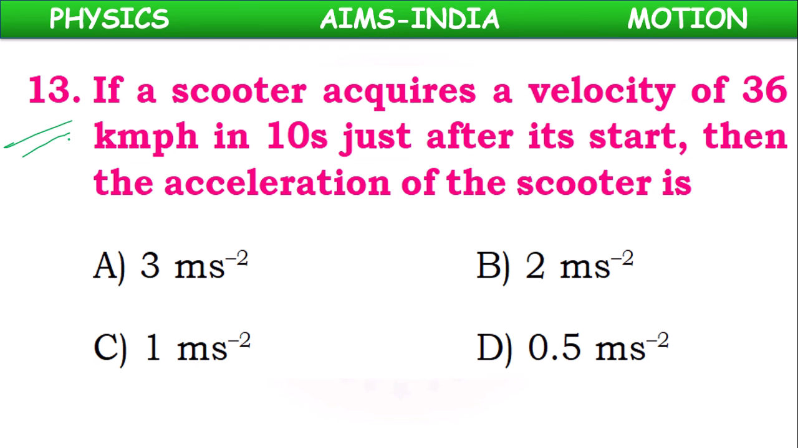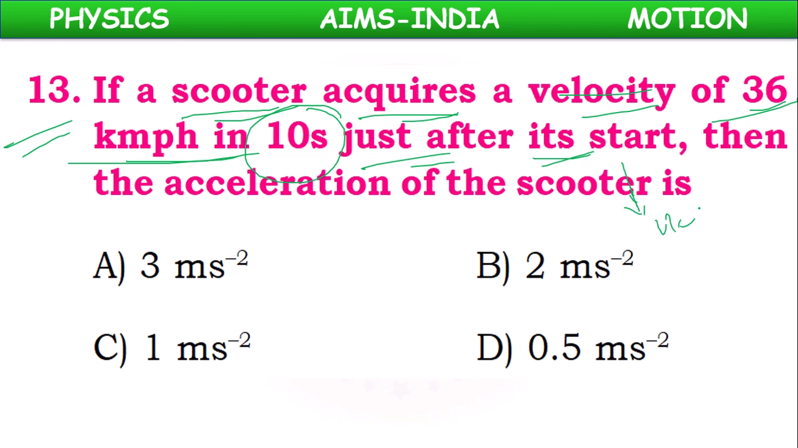Next one, 13th question. If a scooter acquires a velocity of 36 km per hour in 10 seconds just after its start, means initially it was at rest.